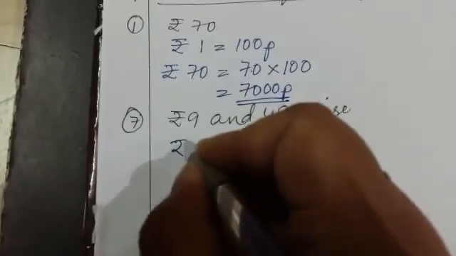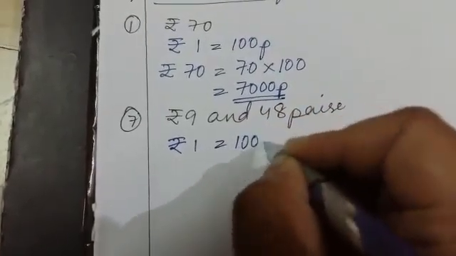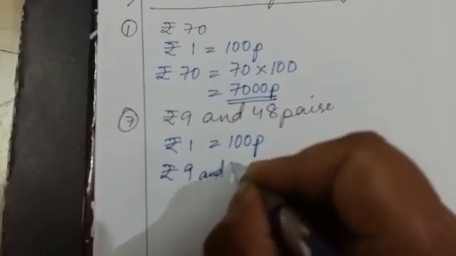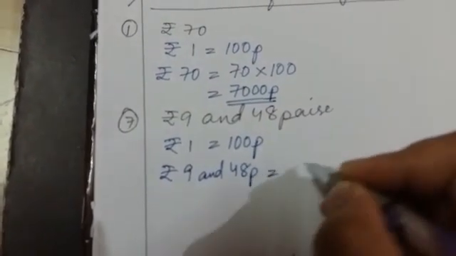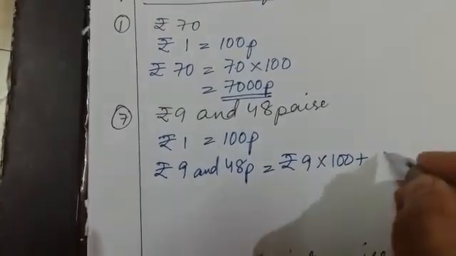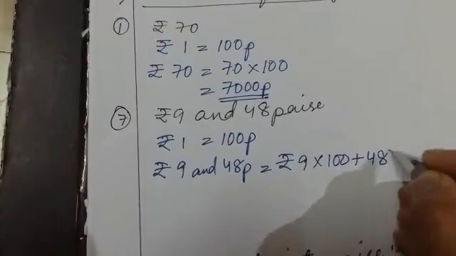Then we will go for the next question. Here rupees and paise both are given. So first we have to write rupees 1 is equal to 100 paisa. So rupees 9 and 48 paisa is given. So it will be rupees 9 into 100 plus this paisa we have to add here, 48.